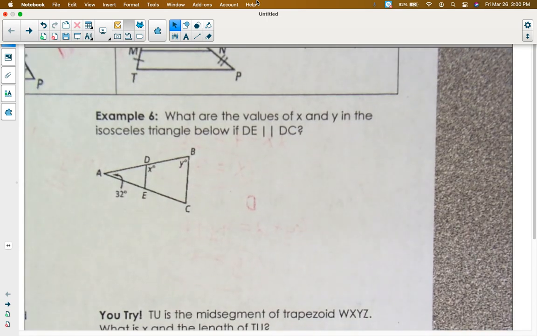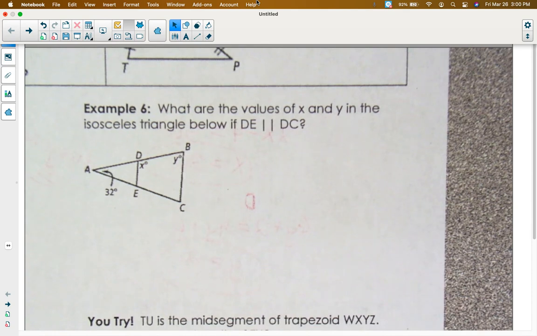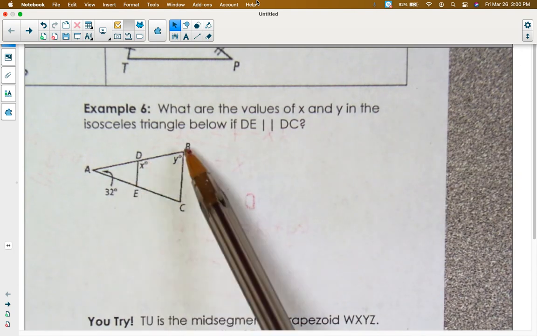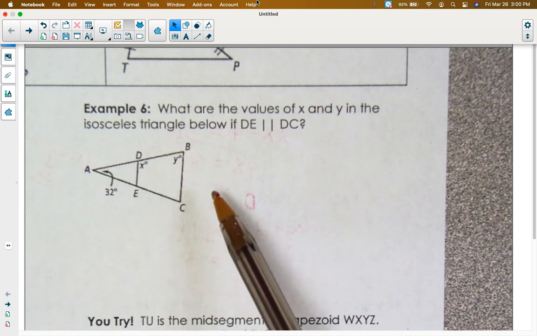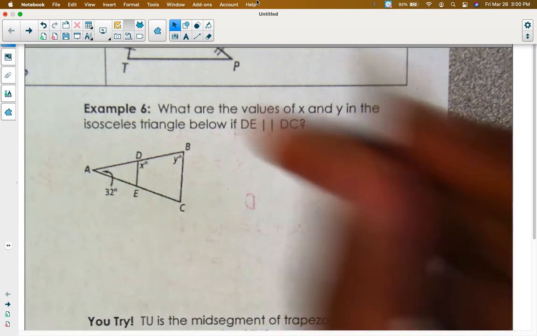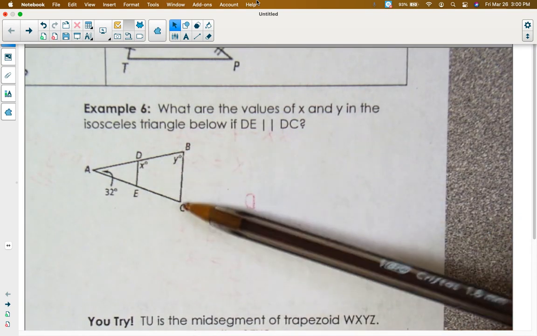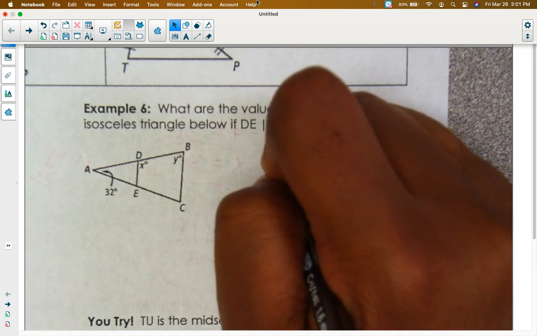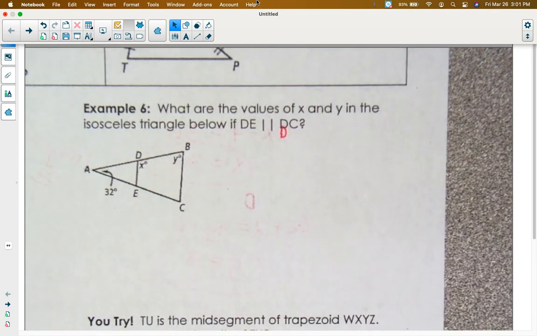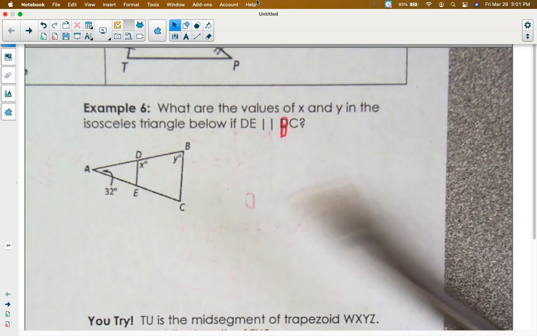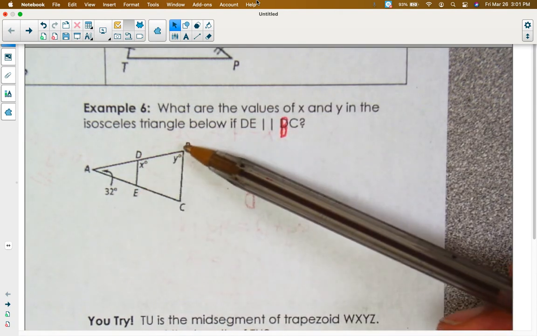Example 6. What are the values of x and y in the isosceles triangle below if DE is parallel to BC? The problem says DE is parallel to DC, but that is a typo. It's telling us that DE is parallel to BC. My apologies. This is not my note sheet. It's just something I'm using because I thought it was a good note sheet to have. So DE is parallel to BC.